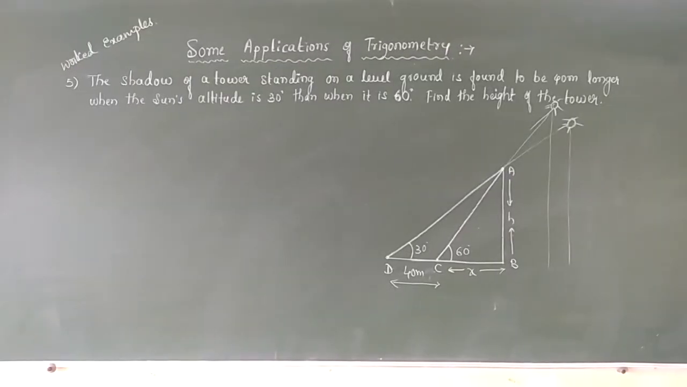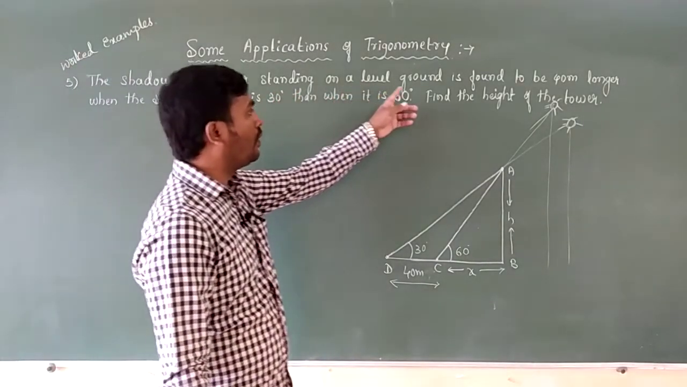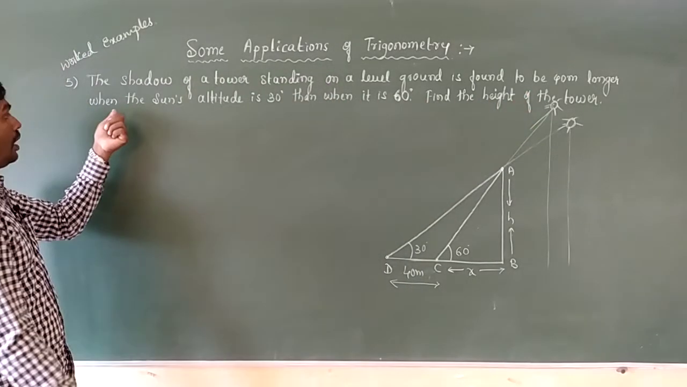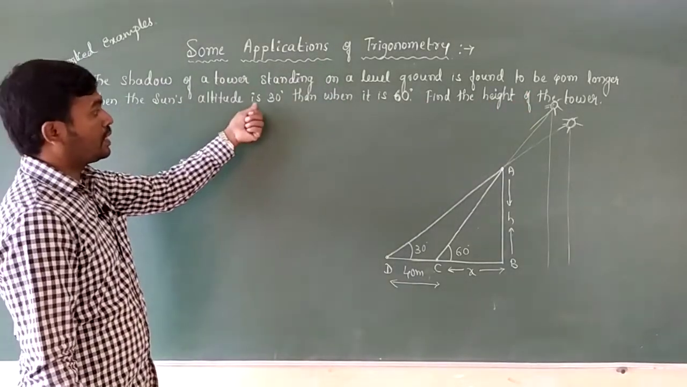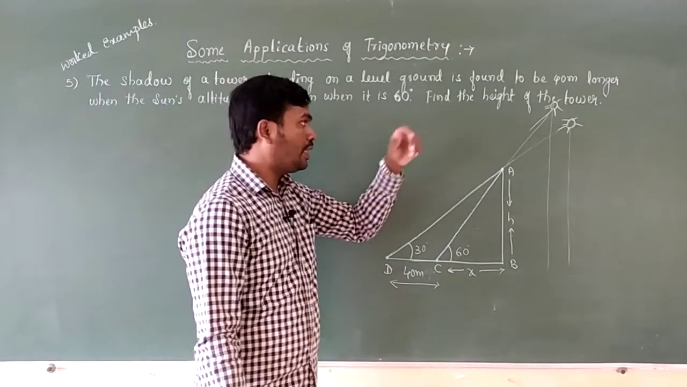Okay children, let us go for the next problem, problem number 5. The shadow of a tower standing on a level ground is found to be 40 meters longer when the sun's altitude is 30 degrees than when it is 60 degrees. Find the height of the tower.